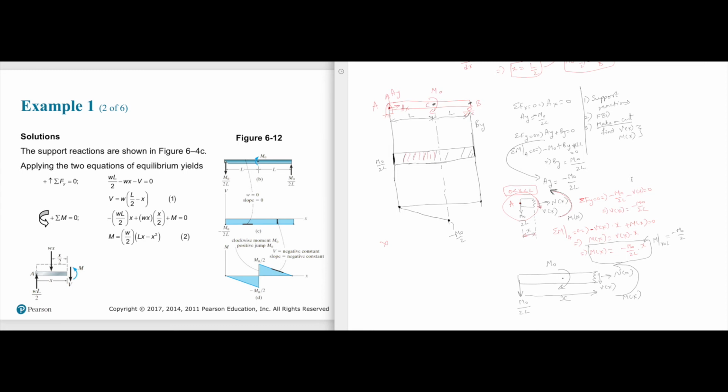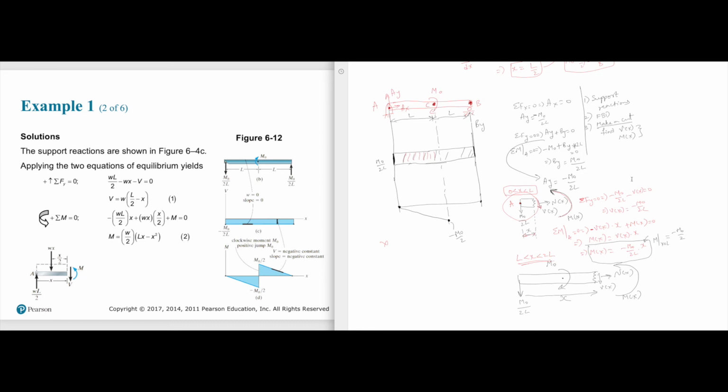So here, what is the range of X? L less than X less than 2L, isn't it? We are interested to find what is happening between C and B. So C is at X, measuring from the leftmost edge. Sorry, C is at L, measuring from the leftmost edge, which is A, and B is at 2L. Hence, the range is L to 2L.